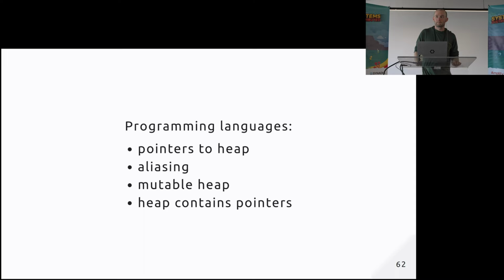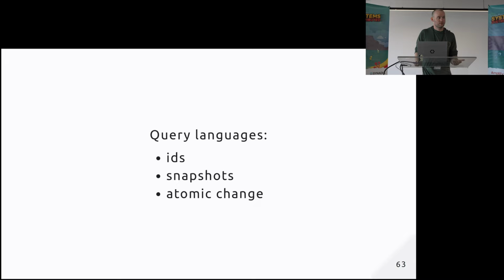In query languages, we tend to work with IDs rather than pointers. And IDs are nice because they're not a capability. If I give you an ID, you can't do anything with it unless I also give you a table to look it up in. And so unless a function is taking this table or this index, we can be sure that it doesn't have any dependencies beyond the ID itself.